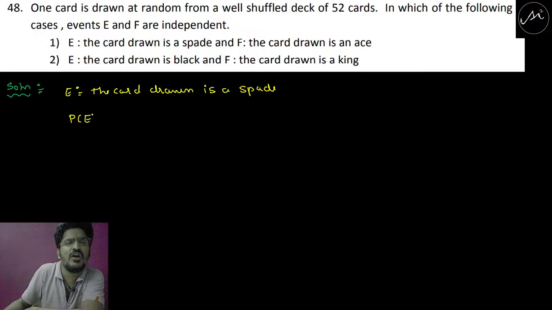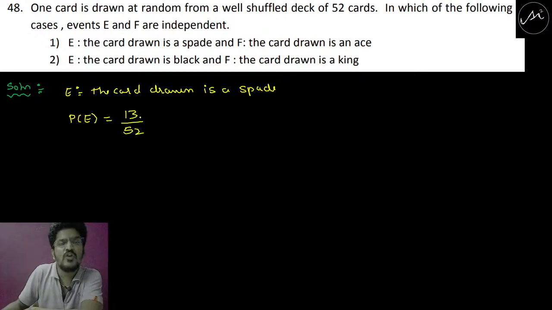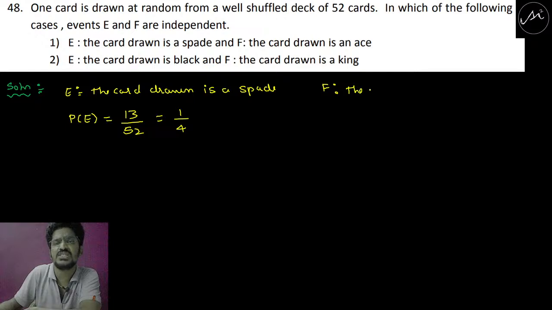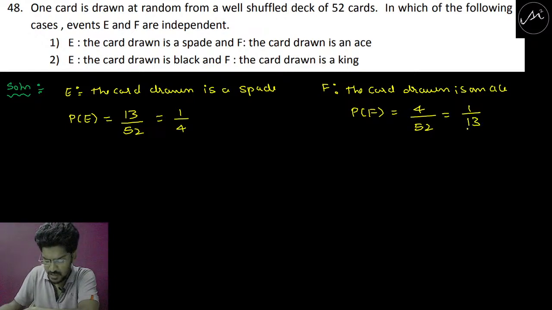That means the probability of E will be equal to, in spades you have 13 cards, total you have 52 cards, so that will be 1 by 4. What is F? F is the card drawn is an ace. How many aces will be present? 4 aces are present. So the probability of F is 4 by 52, which is 1 by 13.